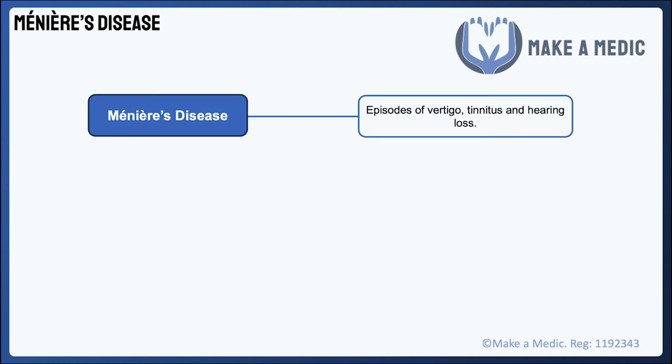Meniere's episodes tend to be a bit longer than BPPV, lasting from 20 minutes to several hours, and the auditory symptoms of hearing loss and tinnitus can actually become constant over time.